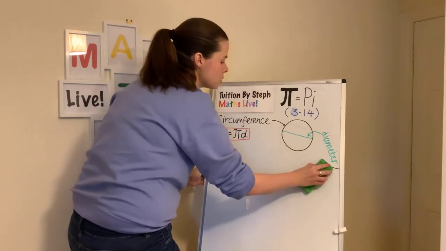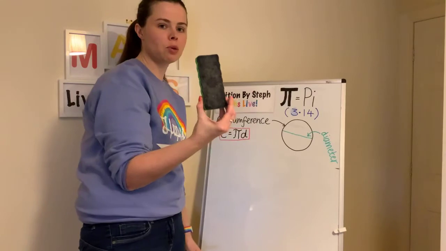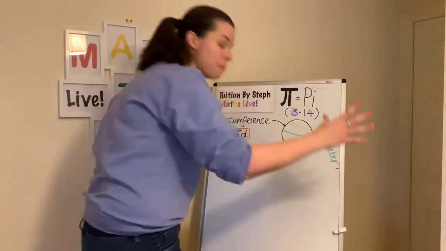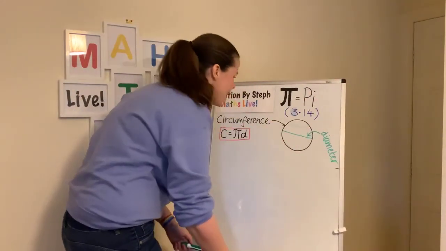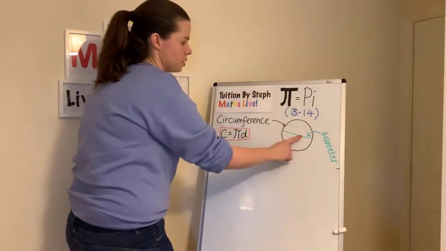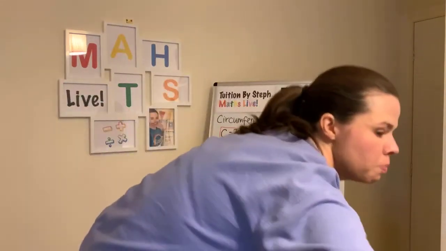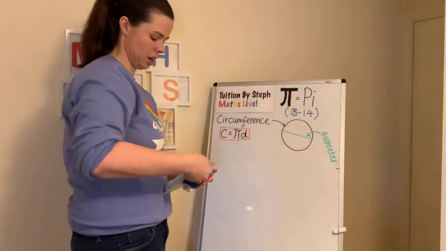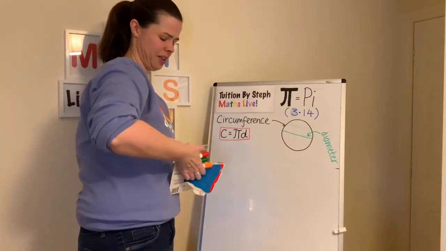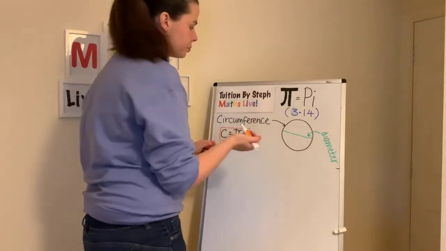So we know the outside of the circle is called the circumference. I keep wanting to put my whiteboard rubber somewhere, even though it's magnetic. I'm not used to it yet. We know the outside is called the circumference. And we know the diameter is all the way across. I need the new pen colour. Ta-da! Sorry.